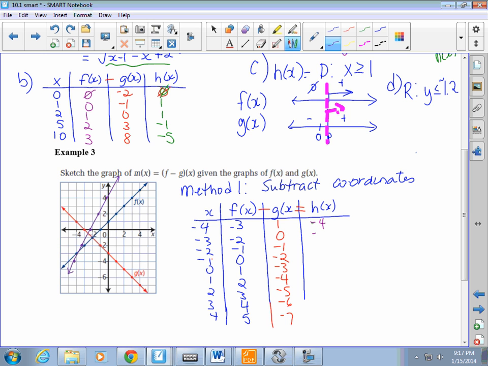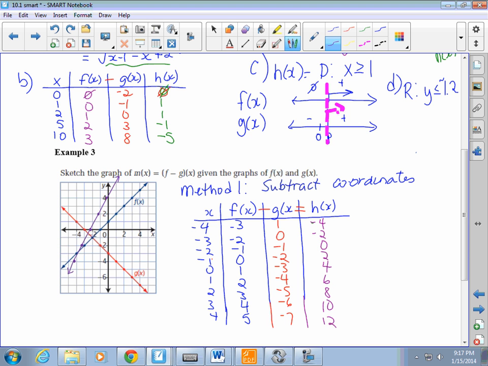-2 minus 0 is -2. -1 plus 1 is 0. 0 plus 2 is 2. 1 plus 3 is 4. 2 plus 4 is 6. 3 plus 5 is 8. 4 plus 6 is 10. And then 5 plus 7 is 12.